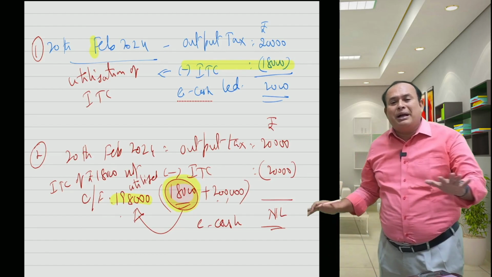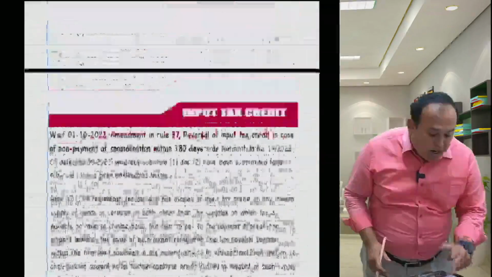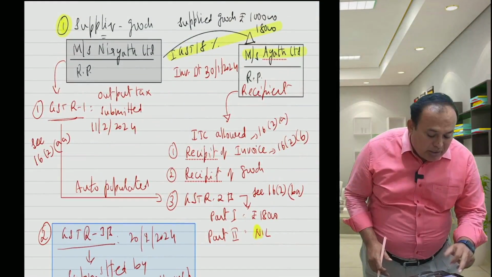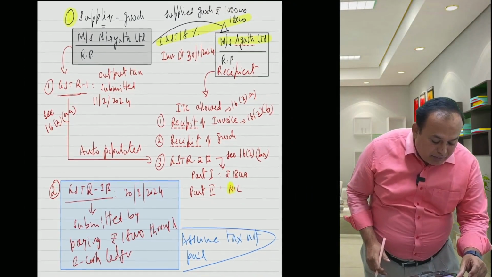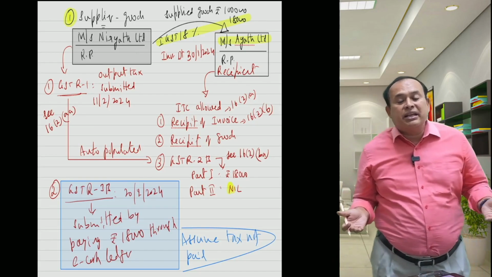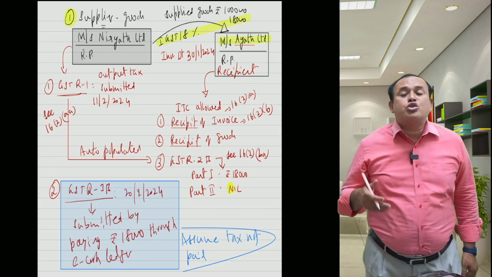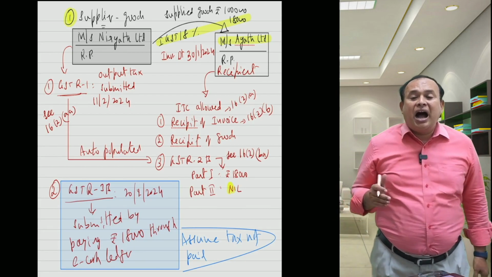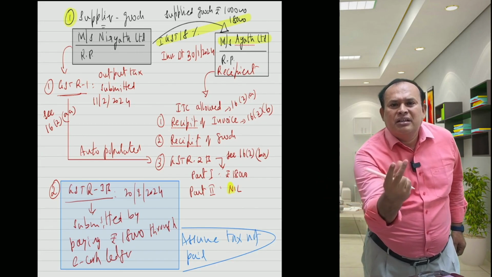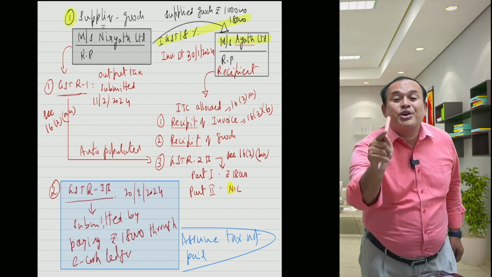So, coming back, my point here is about our given example, Ayat and Niryat. Niryat supplied the goods to Ayat, and Ayat received the goods. In the given example, Niryat has not paid the GST till 30th September 2024. In that case, Ayat should reverse the credit by which date? By 30th November 2024.